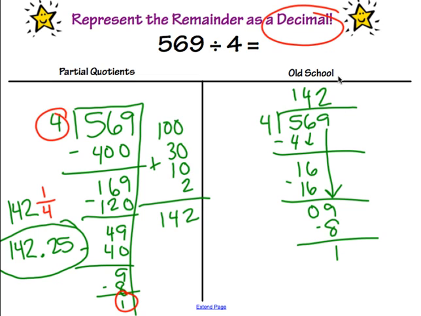However, we want to write this as a decimal. So in old school, you can place that decimal after your whole number, and we can add zeros onto our remainders. So I'm going to add a 0 on to my 1, and I say how many times does 4 go into 10? 4 goes into 10 2 times. 2 times 4 is 8. Subtract. We still got a remainder, so we haven't finished off our decimal. So again, I'm going to add a 0 to my remainder. 4 goes into 20 5 times. 5 times 4 is 20. And finally, when I subtract, I'm left with that 0. I don't have a remainder anymore. So my final answer is 142.25.